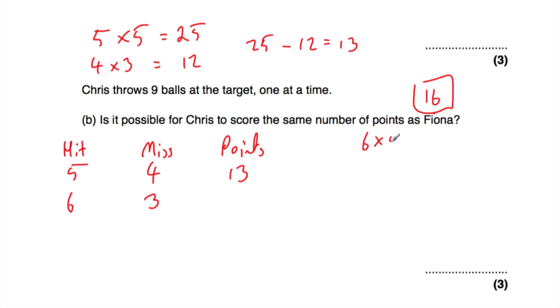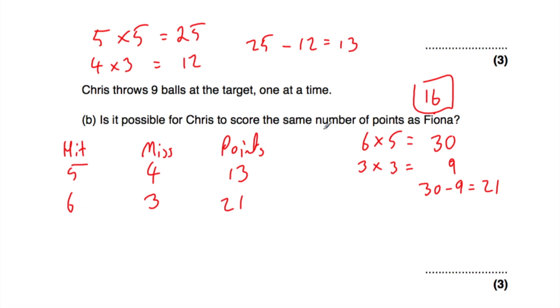So 6 times 5, because each time he hits a target, he gets 5 points. 6 times 5 is equal to 30. He misses 3 times, so he loses 3 points every time he misses. So 3 times 3 is equal to 9, and he loses those 9 points. So we're going to do 30 take away 9, and 30 take away 9 is equal to 21. So if Chris hits the target 5 times and misses 4 times, he gets 13 points. If he hits 6 times and misses 3 times, he would get 21 points.